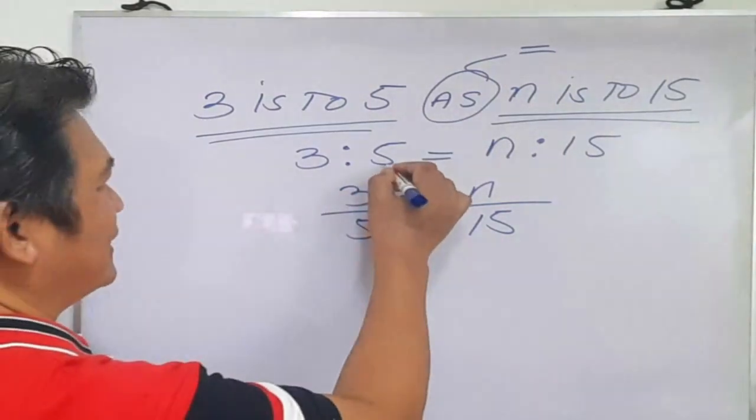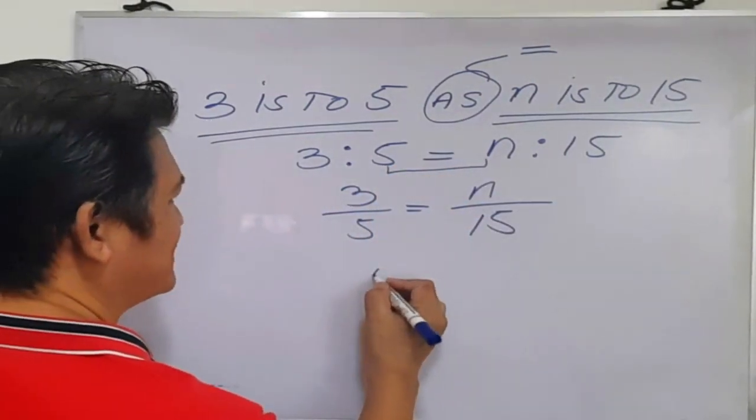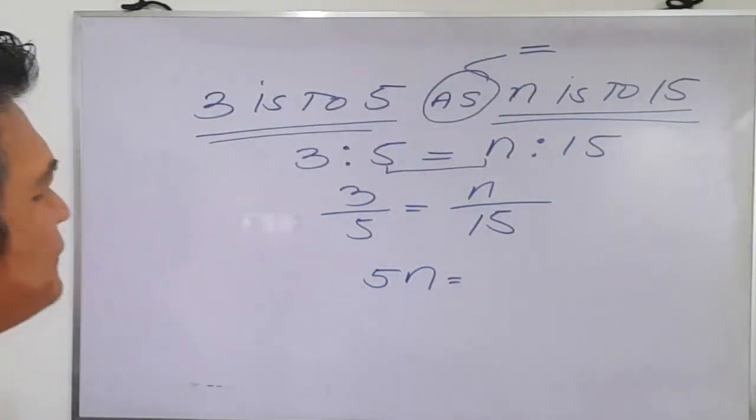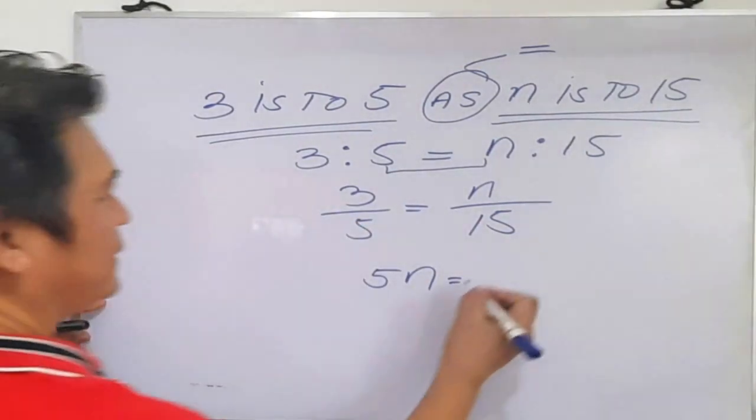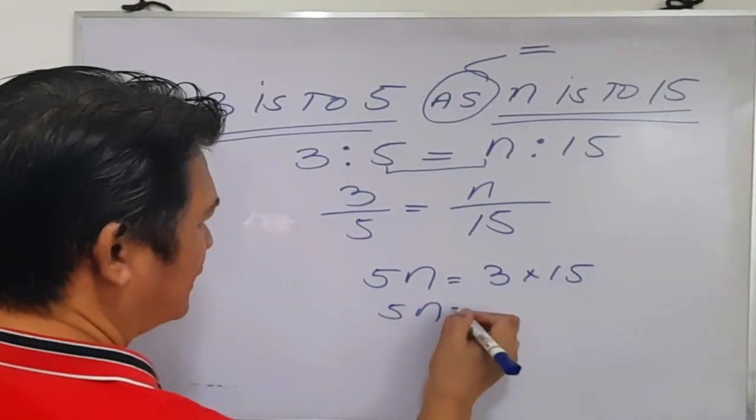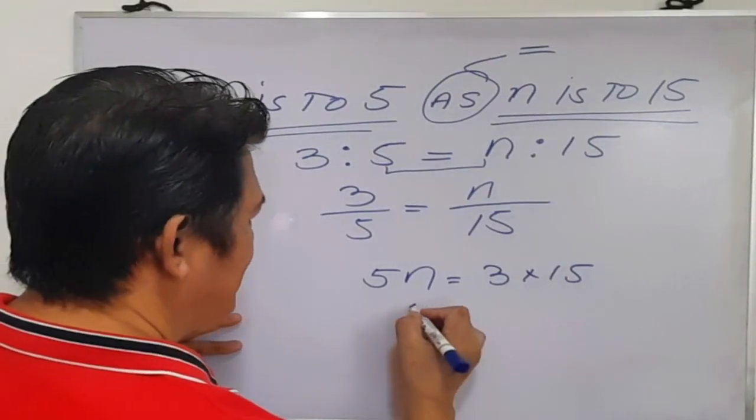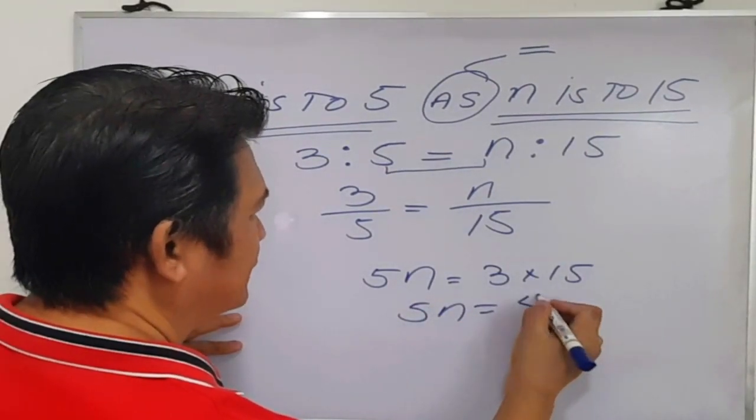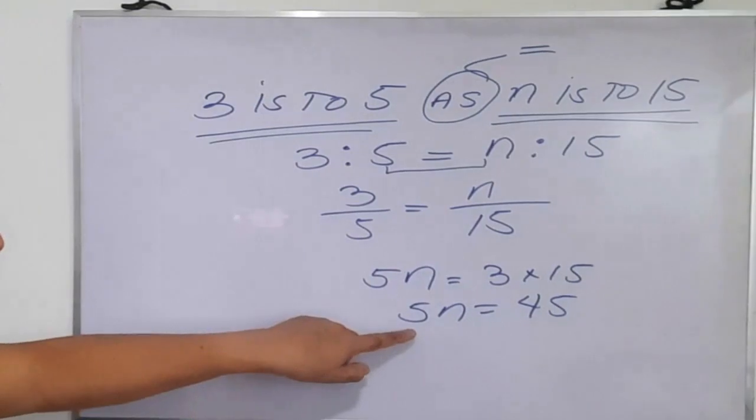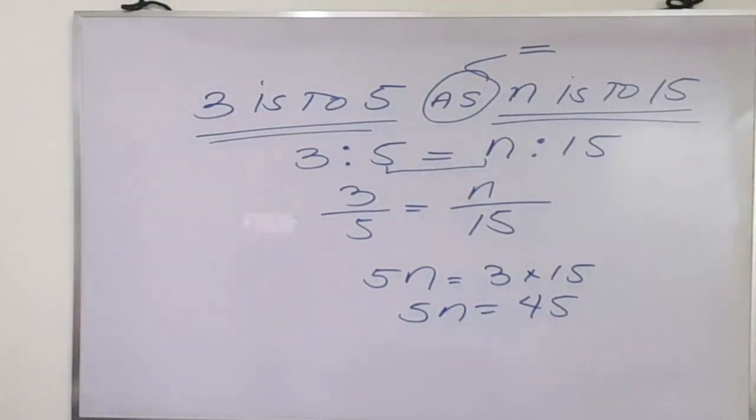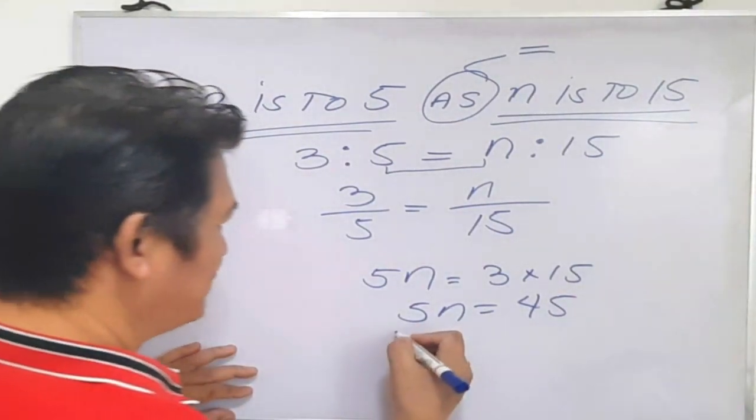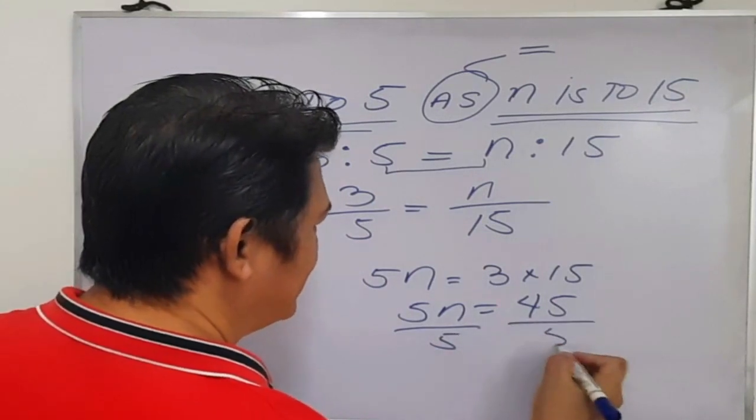So if you multiply the means, you multiply 5 times n, which becomes 5n. And if you multiply the extremes, 3 times 15, 3 times 15 is 45. So 5n is equal to 45. To get the value of n, we must eliminate this 5, and we do that by dividing both 5n and 45 by 5. So we divide this with 5 and we divide this with 5.